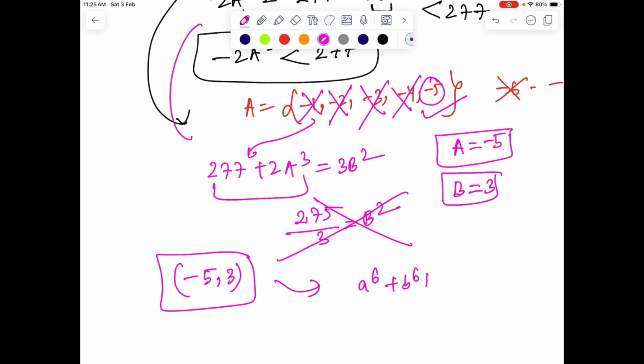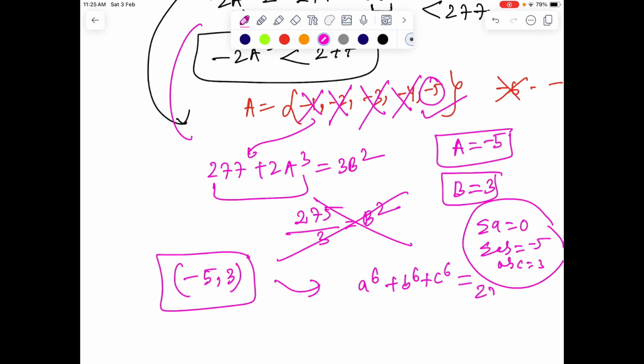Now you can definitely cross check. If we calculate the value of a⁶ plus b⁶ plus c⁶ under this condition of minus 5 and 3, the sum of roots is 0, the sum taken 2 at a time is minus 5, and the product of roots is 3. By plugging in all the values, we are getting 277. So I hope you have enjoyed the problem. I'll come with more problems like this.